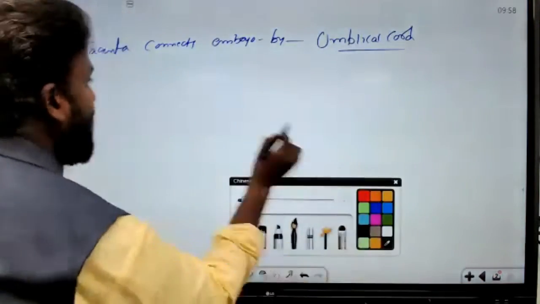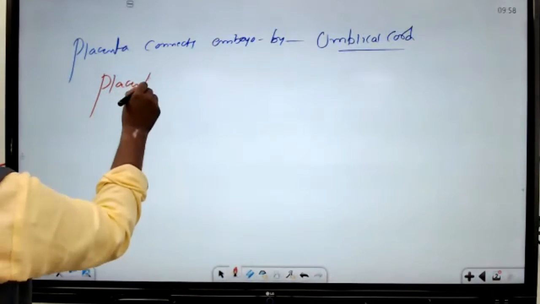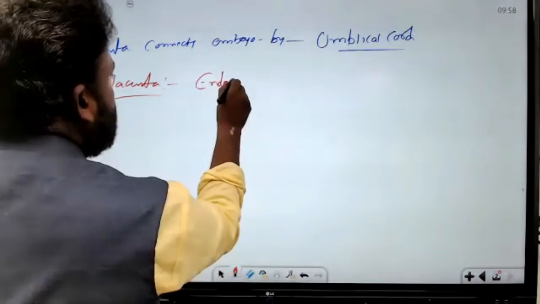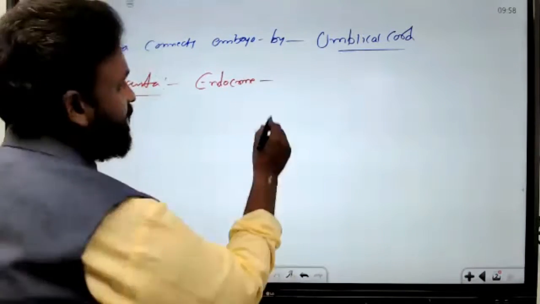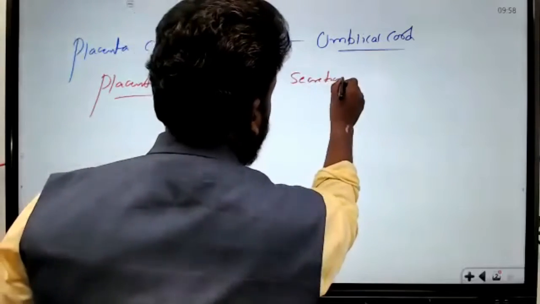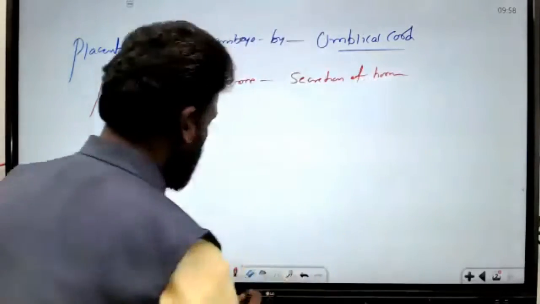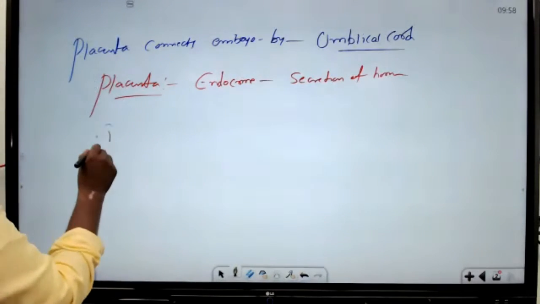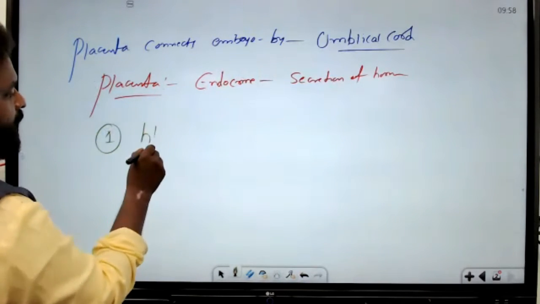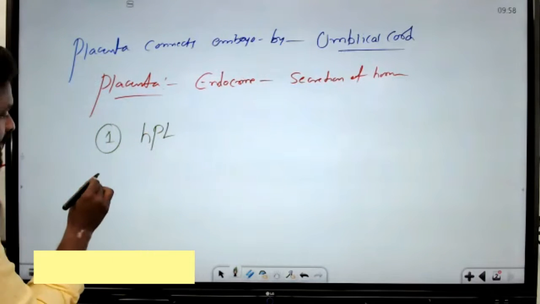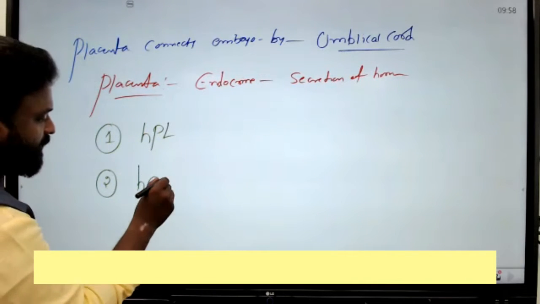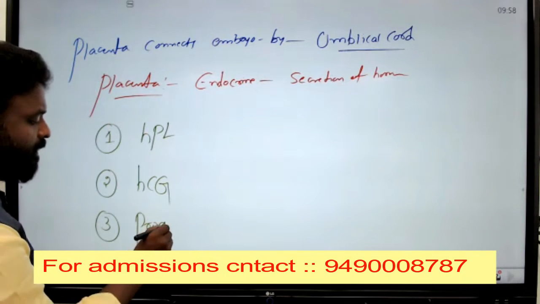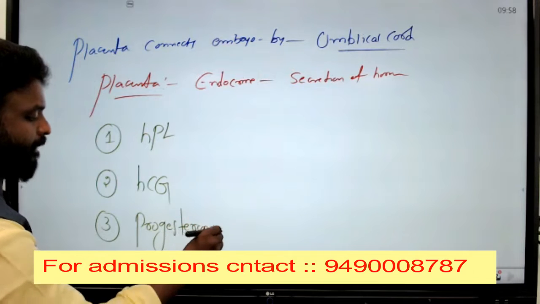And what we discussed here about the placenta is that it also acts as an endocrine organ. What is the function of endocrine? Secretion of hormones. I am writing here the different types of hormones of the placenta. The first one is HPL. And the next one is HCG. And even progesterone. And the next one is what?